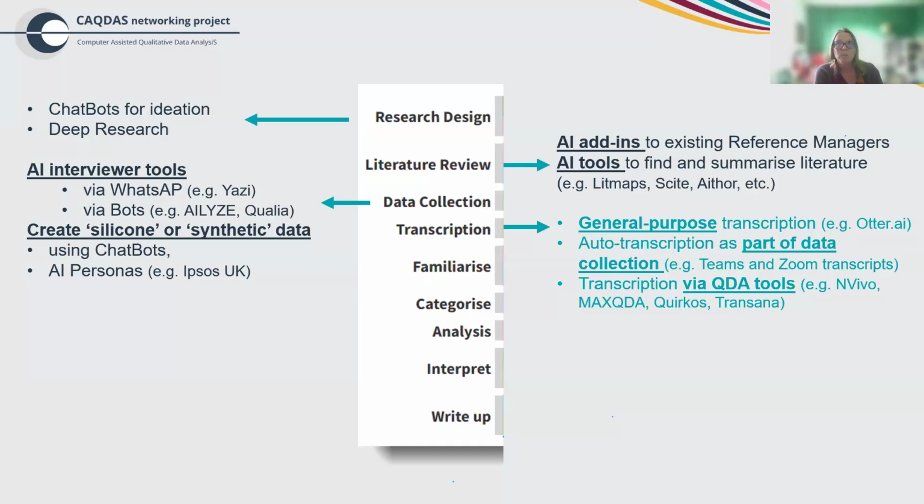We have the general purpose transcription tools like Otter AI, and there are dozens and dozens of them. Then we have auto transcription as part of data collection. So a Zoom or a Teams meeting like this can now generate a transcript automatically. And also we have transcription via qualitative data analysis tools. So NVivo, MAXQDA, Quirkos, Transana, and also ATLAS.ti now have their own bespoke transcription tools that you can either use within the platform itself or as a standalone option.